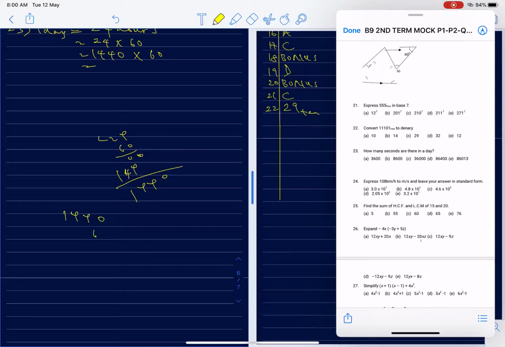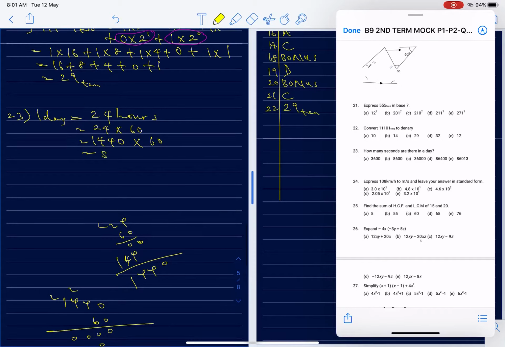1440 times 60. That's 0, 0. 6 times 4, 24, 4 carry 2. 6 times 4, 24 plus 2, 26, 6 carry 2. 6 times 1, 6 plus 2, 8. That's 86,400 seconds.